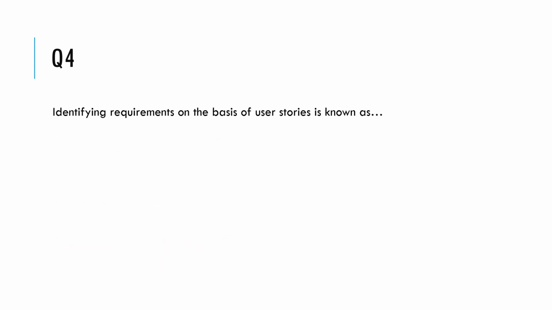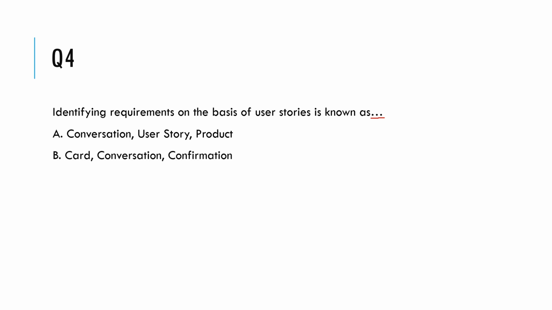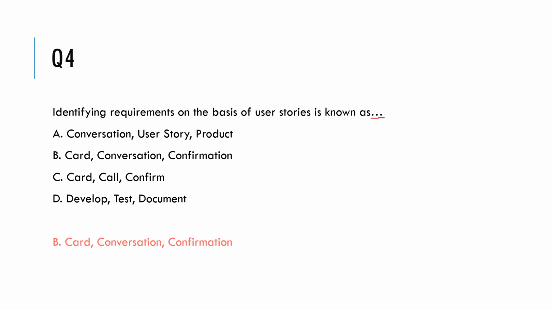Question number 4, identifying requirements on the basis of user stories is known as, and then there is a blank. So you need to fill out the blank, right? So complete the sentence. Identifying requirements on the basis of user stories is known as conversation, user story, product, card, conversation, confirmation, card, call, confirm, develop, test, document. The correct answer is card, conversation, and confirmation.